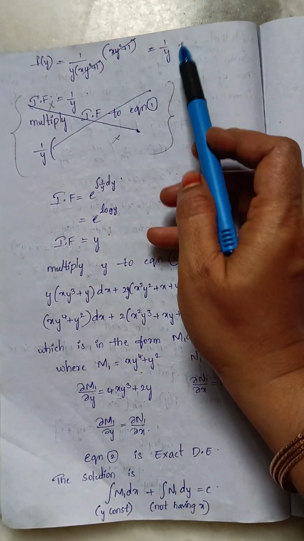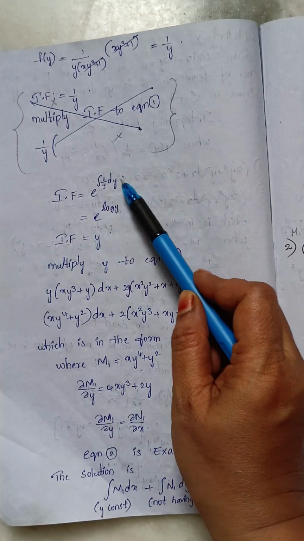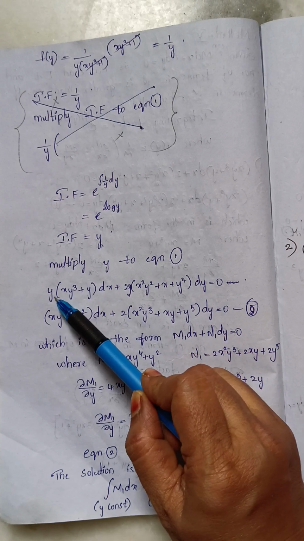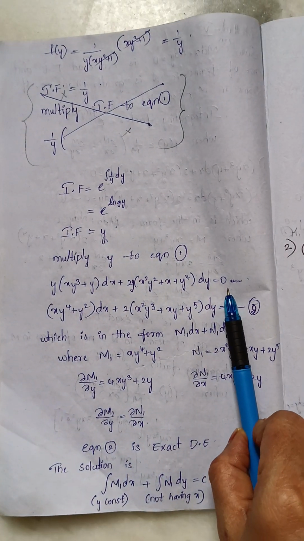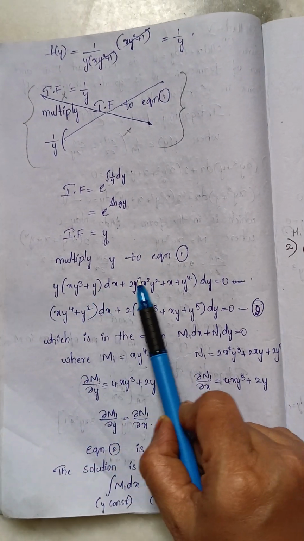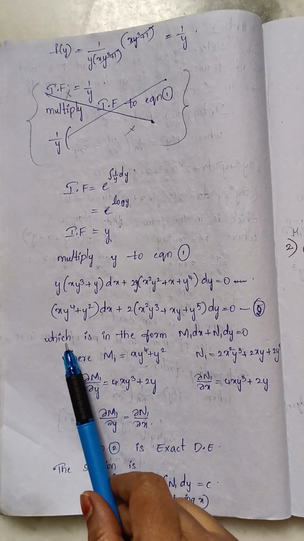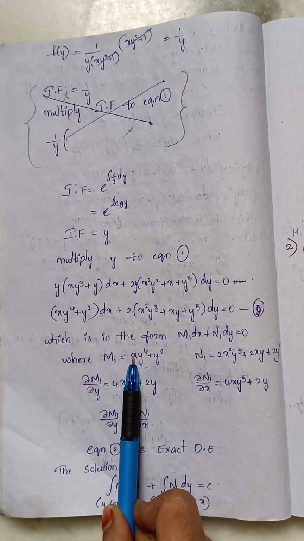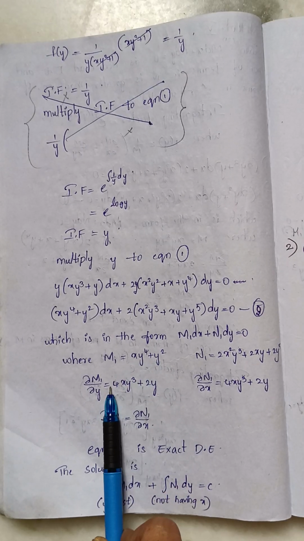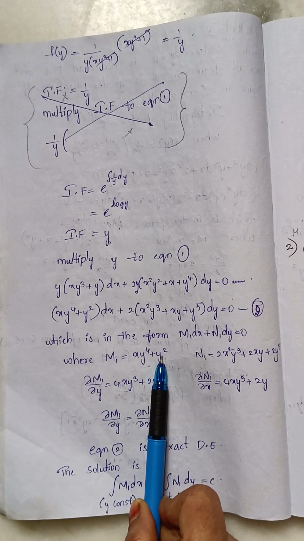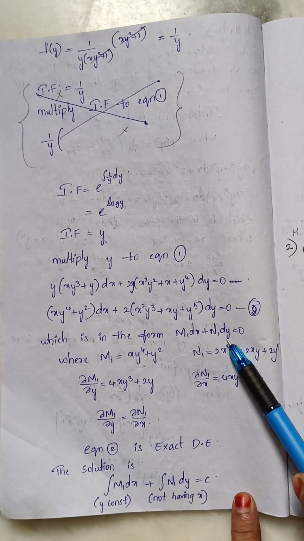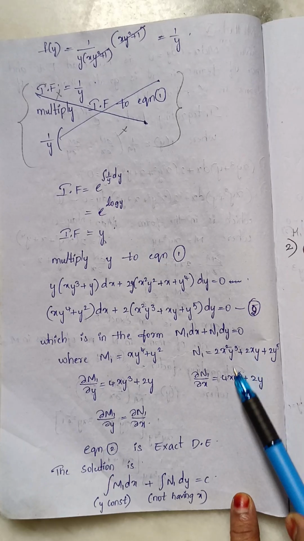So 1 by y gets cancelled. Again, the integrating factor with respect to y: e power log mod y, e power log of y is y. Multiply with y for equation 1, then multiply for each term here also, which is an exact differential equation. ∂M1/∂y, with respect to y means x constant: y power 4 gives 4y cube, y square derivative is 2y, and with respect to x means 2y cube constant, here 2x, 2 2s are 4 into x into y cube here.